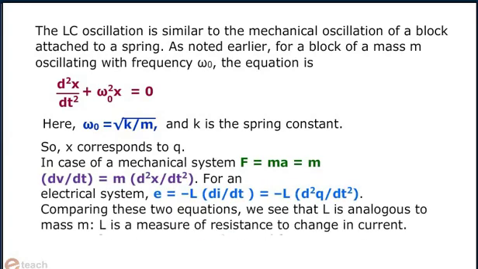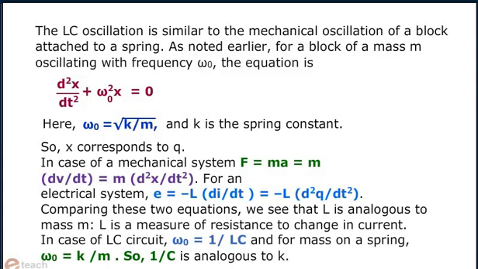In case of a mechanical system, F equals ma, that equals m dv by dt, which is m d2x by dt2. Now, for an electrical system, E equals minus L di by dt, which equals minus L d2q by dt2. Comparing these two equations, we see that L is analogous to mass m and L is a measure of resistance to change in current.